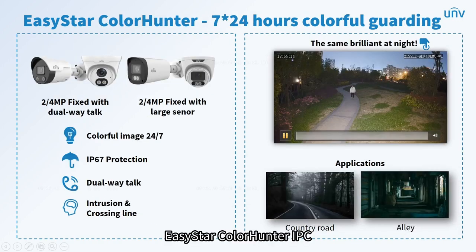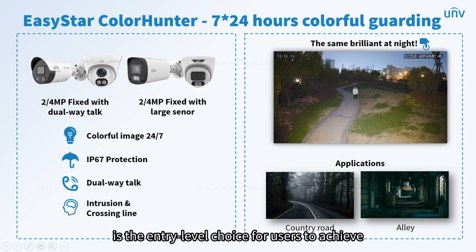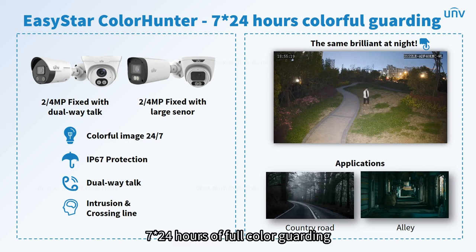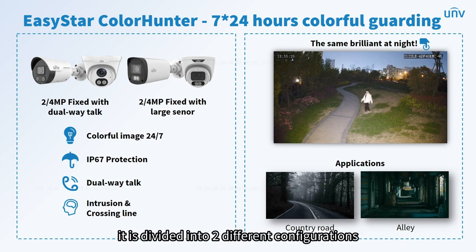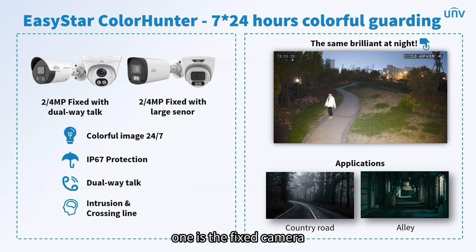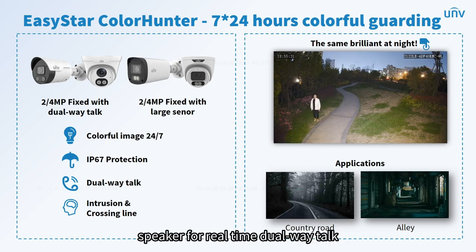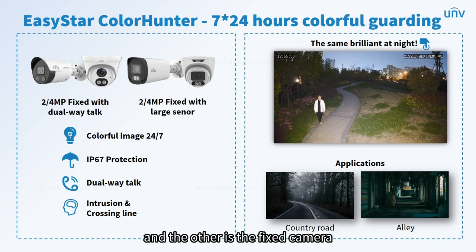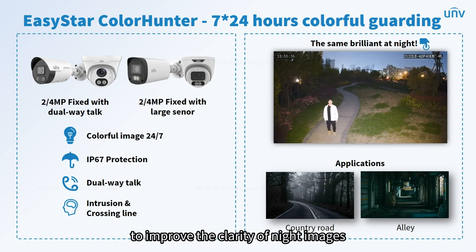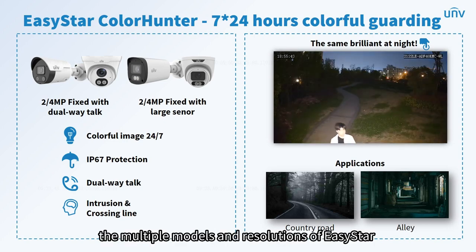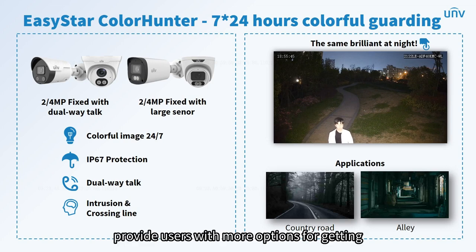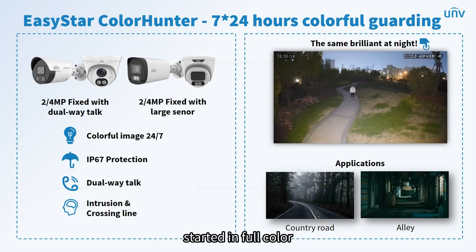Easy Star Color Hunter IPC is the entry-level choice for users to achieve full color guarding. 7x24 hours of full color guarding can avoid missing color information. It is divided into two different configurations. One is the fixed camera equipped with microphone and speaker for real-time dual-way talk, and the other is the fixed camera equipped with large sensor to improve the clarity of night images compared to the fixed focus camera for dual-way talk. The multiple models and resolutions of Easy Star Color Hunter products provide users with more options for getting started in full color.